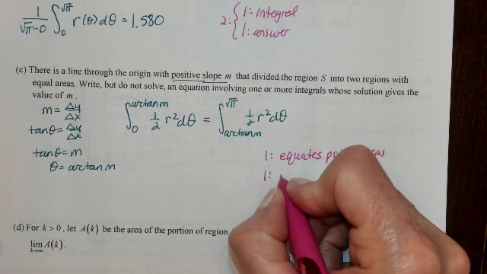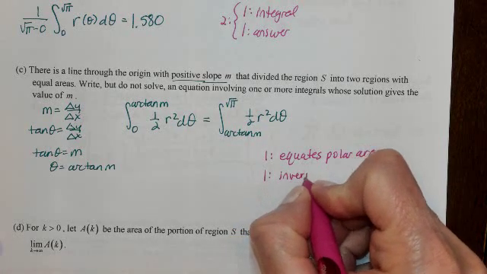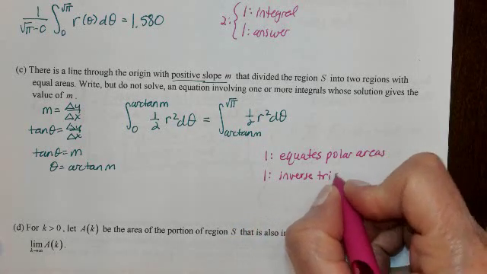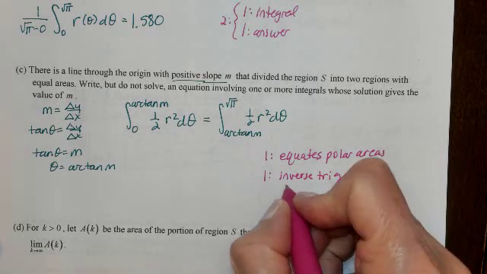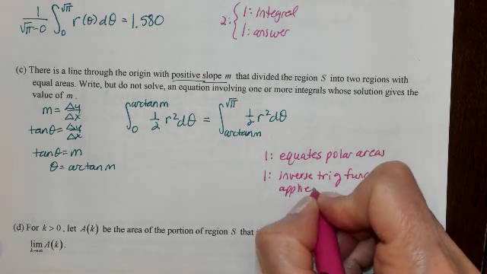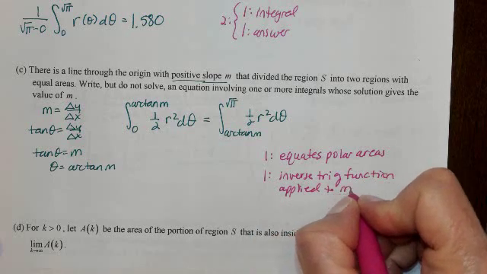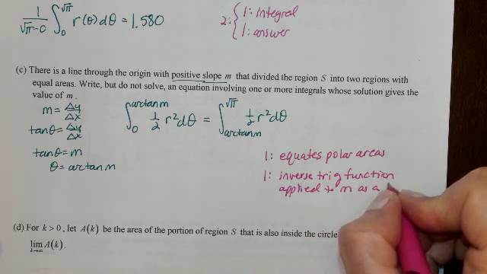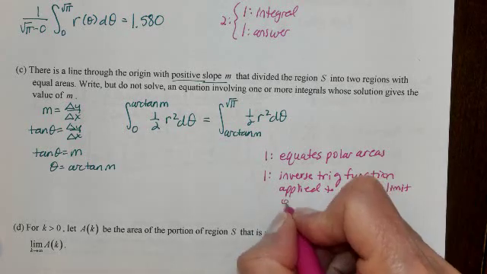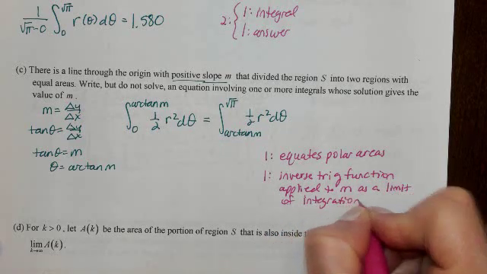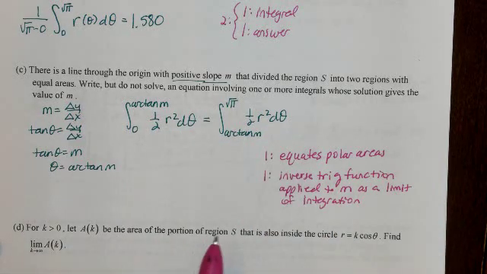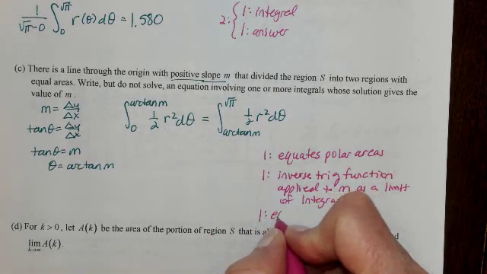1 point for inverse trigonometric function, I'm just going to call it trig function, applied to m as a limit of integration. So did you get arctan of m as one of your limits? Essentially that's what they gave that point for. And then 1 point for the equation.